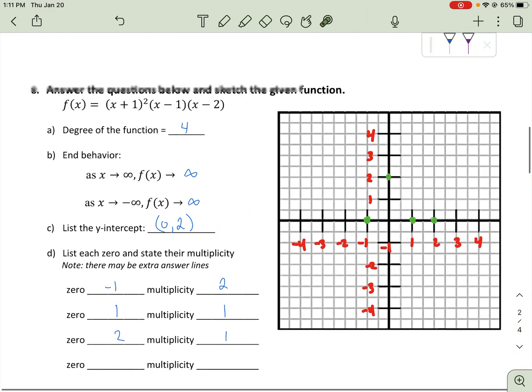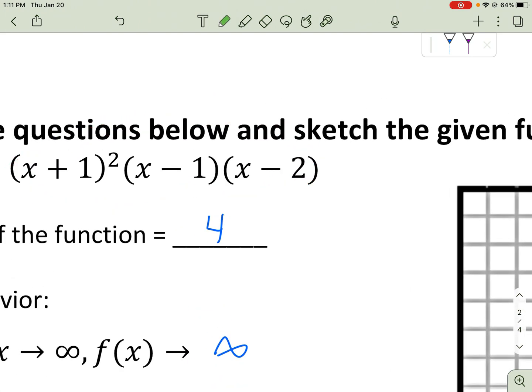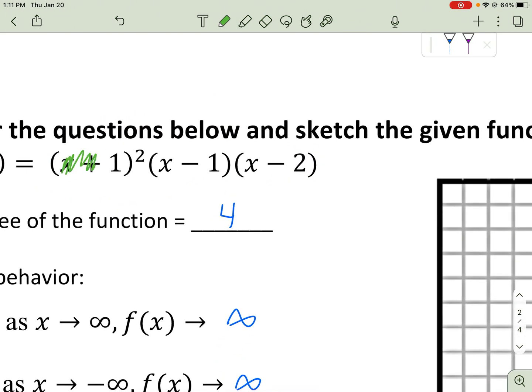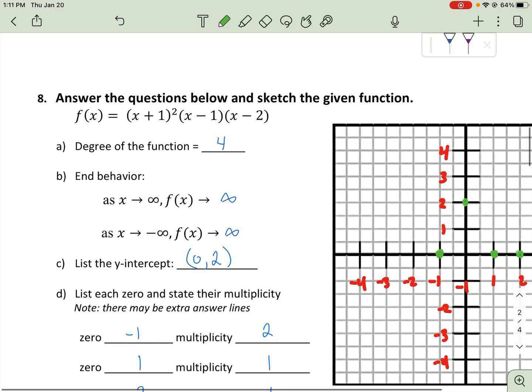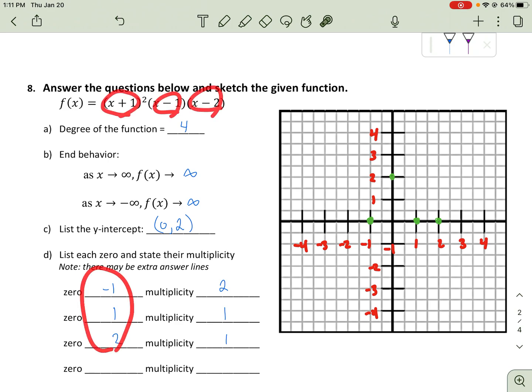Y-intercept: you plug in 0 for x, and then evaluate this. So you plug in a 0 here, so that's just gone. You get 1 squared times negative 1 times negative 2, because those x's are zeros, and you get 2. And then the zeros themselves are whatever makes this 0, whatever makes this 0, whatever makes this 0. So you get negative 1, 1, and 2, which I've written here.